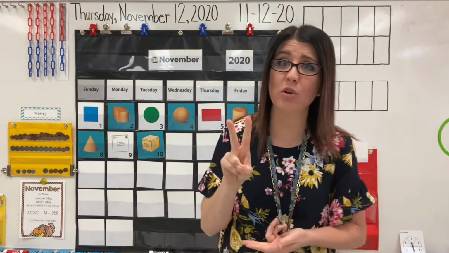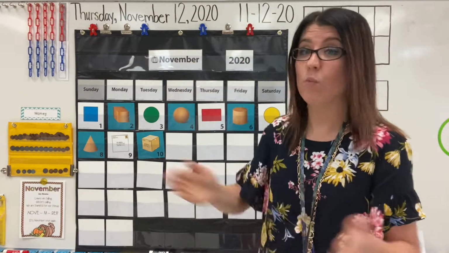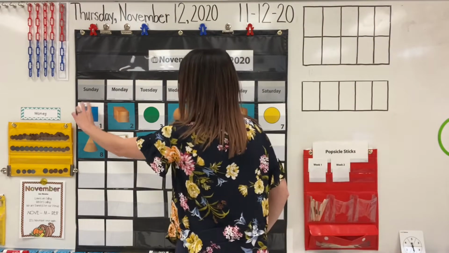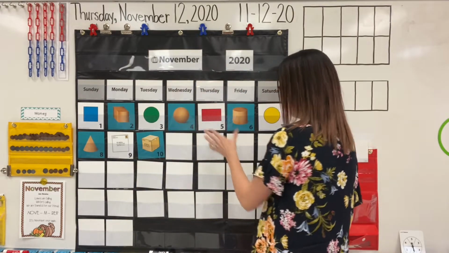Do you remember what the 2 dimensions are we can measure on flat shapes? Height and width. They all have height and width. So on all of our flat shapes, we can measure how tall they are and how wide they are.